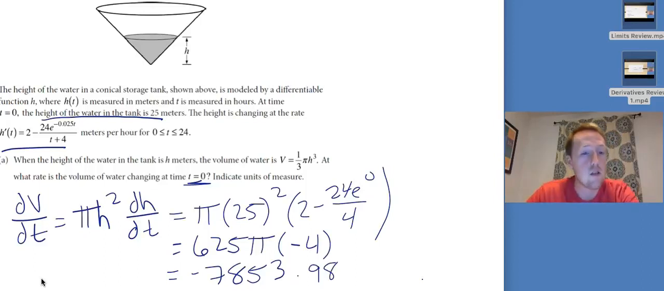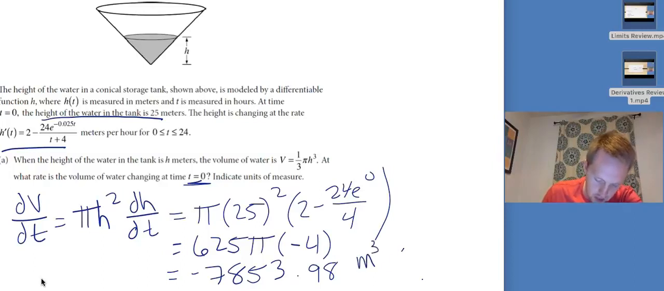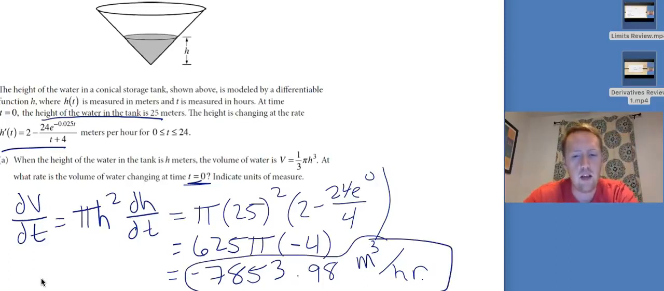Now it says indicate units of measure, so we've got to make sure we do that. The height is measured in meters. Volume is a cubed thing, so it must be meters cubed. And it said that h prime of t is meters per hour, so this must be meters cubed per hour. And that kind of looks like a toothbrush.